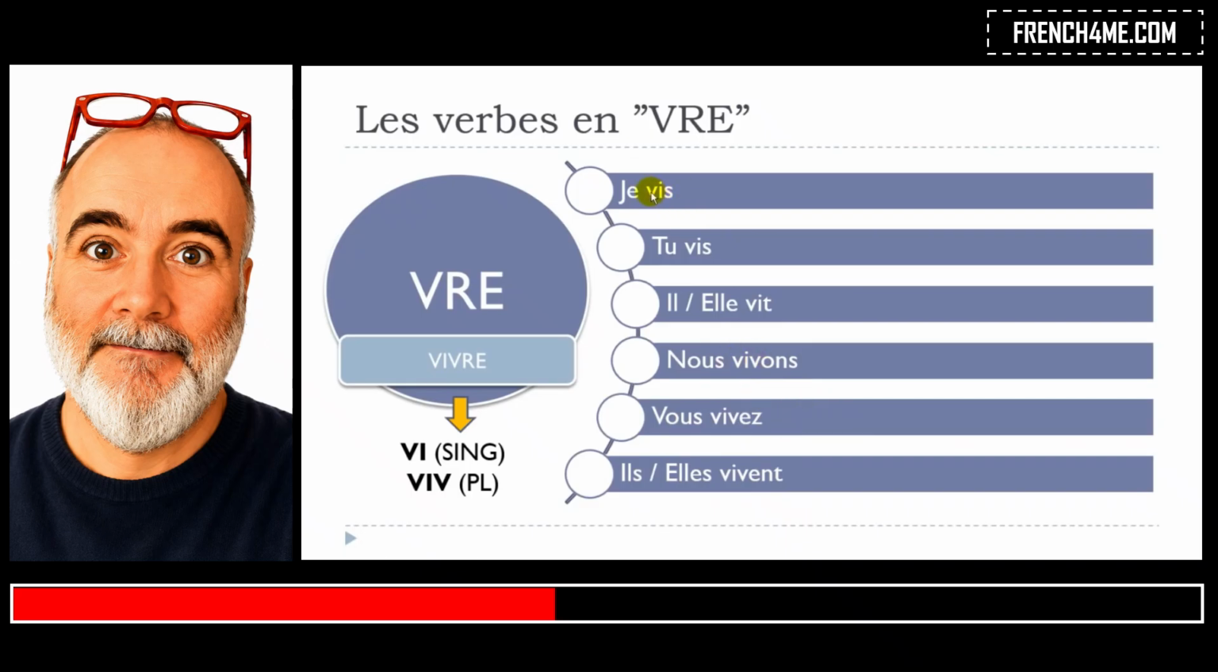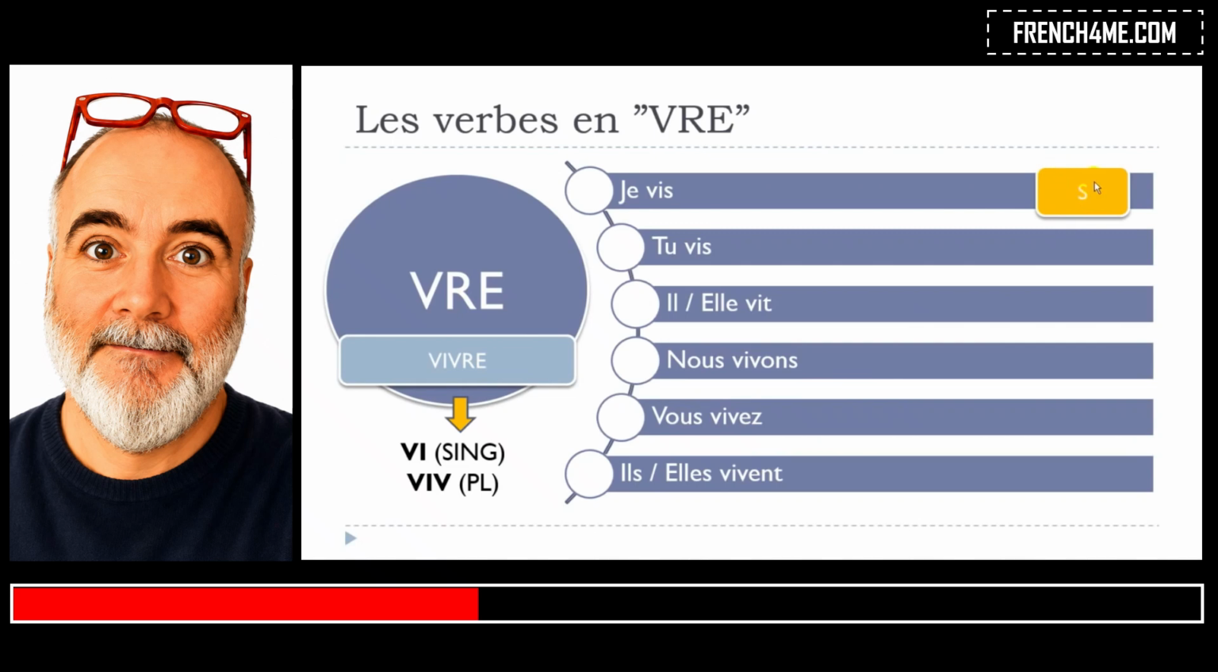Okay, so if you have this thing quite clearly in mind that we've got two stems, so the first one for the singular is vi plus the endings, and then for the plural it will be viv plus the ending, then you will master this verb and the other verbs that will actually be conjugated like it. Okay, so let's see now the endings.